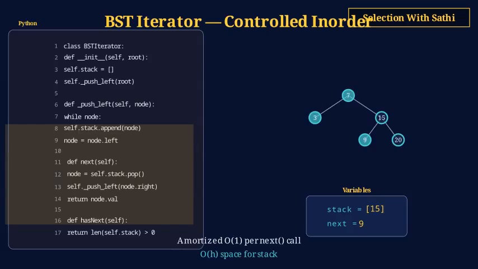Lines 11 and 13. If we find the key and it has a left child, the predecessor is the rightmost node in the left subtree. If it has a right child, the successor is the leftmost node in the right subtree. Time is O of h.